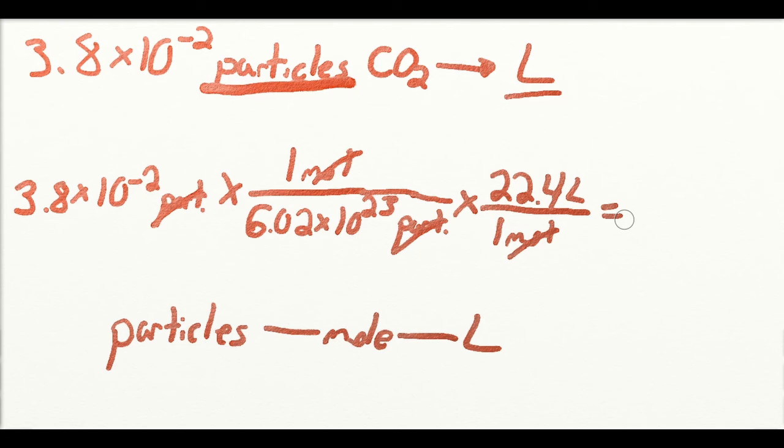That is 3.8 times 10 to the negative 2 power times 1 divided by 6.02 times 10 to the 23rd power, then you are going to multiply by 22.4 liters divided by 1. Your answer overall should be 1.4 times 10 to the negative 24 liters. Okay? Again, just try your best.